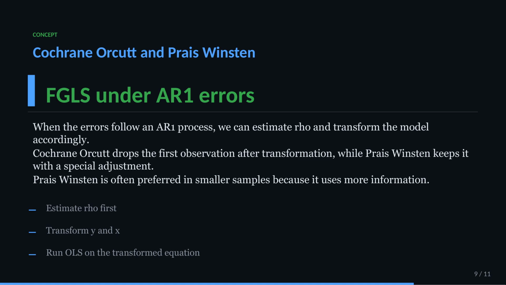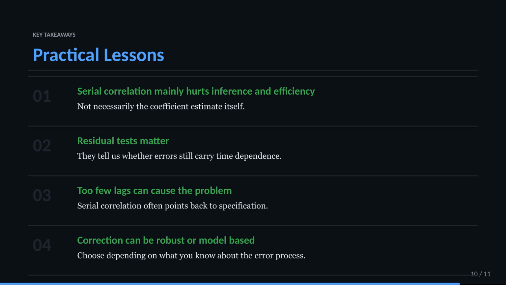So the main lesson is that serial correlation is a sign the error process still has memory. OLS coefficients can survive it, but standard errors and efficiency usually do not. Testing matters, and the fix depends on what you know. If you mainly need valid inference, use robust methods. If you trust an explicit error process, model and transform it.